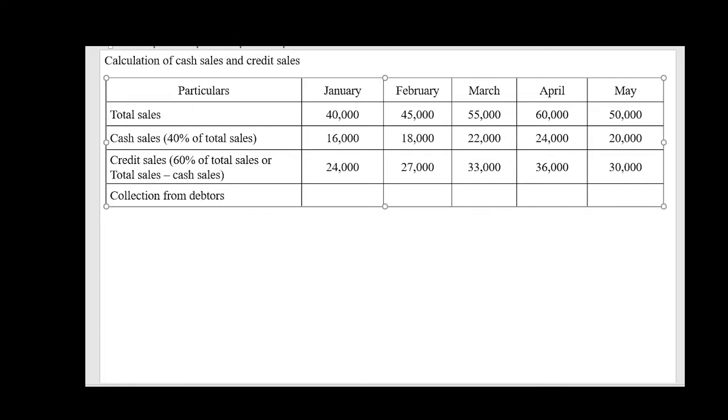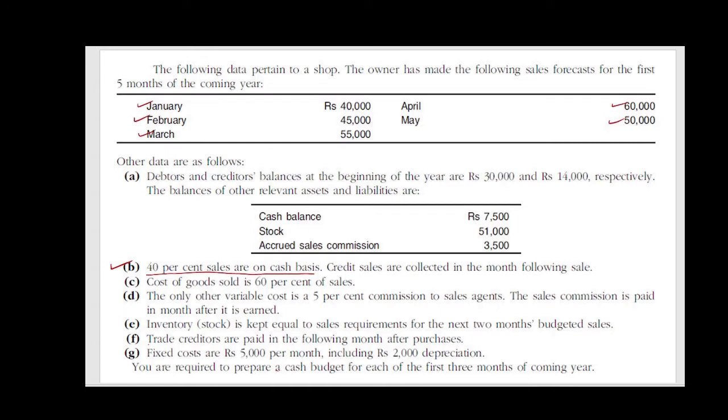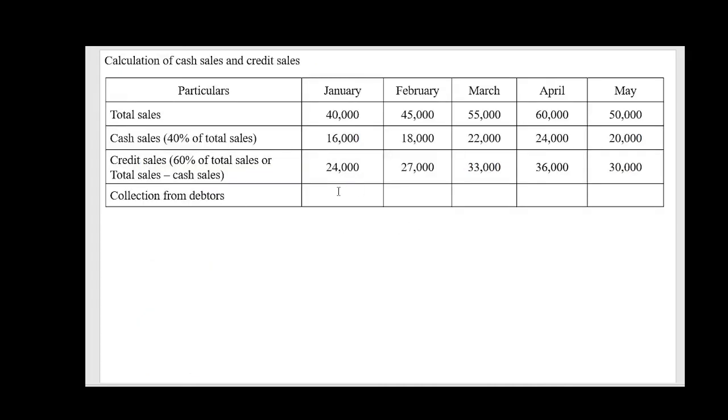We'll go back to the problem. Now what is mentioned? Refer the B adjustment. Credit sales are collected in the month following sales. So if January's credit sales will be collected in the month of February. February's credit sales will be collected in the month of March and likewise. Okay. So we'll go ahead and fill in the details over here.